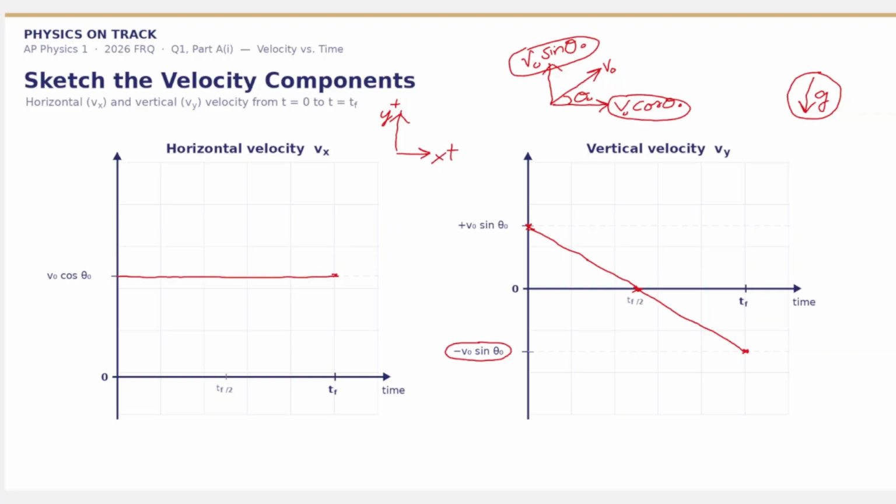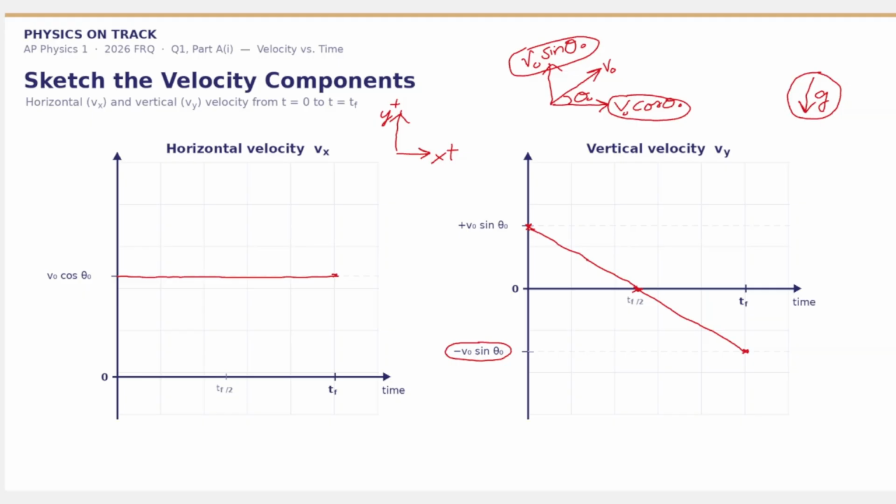Now we see that the horizontal velocity is to the right side. So that should be a positive value, which in this case should be V0 cos theta 0. So that positive value will be the same throughout. So you should be drawing a flat horizontal line like that. So you got the point if you did that.